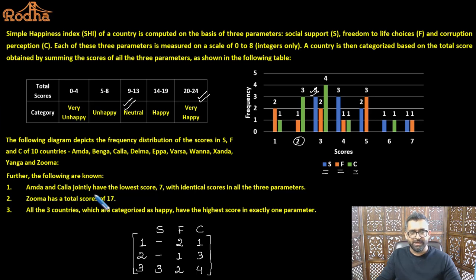A and C jointly have the lowest score of 7 with the identical score in all the 3 parameters. Z has a total score of 17. All the 3 countries which are categorized as happy have highest score in exactly 1 parameter. So first of all, we have to make a table out of it to get a better idea. I cannot just look at this graph and try to get the idea about the numbers. It's going to be slightly confusing. So let's make a table out of it.